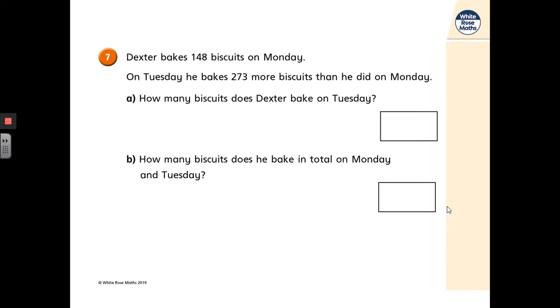Again, you'll have to do a column method to work that out because it's some quite big numbers you're working with. Then B says, how many biscuits does he bake in total on Monday and Tuesday? So once you've got that first answer for A, you then need to add that answer to 148.